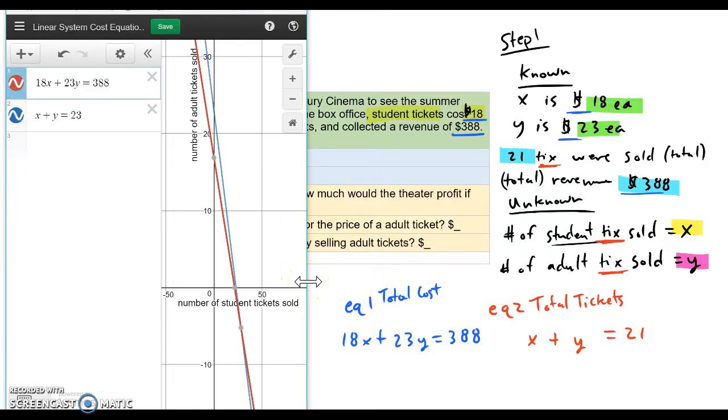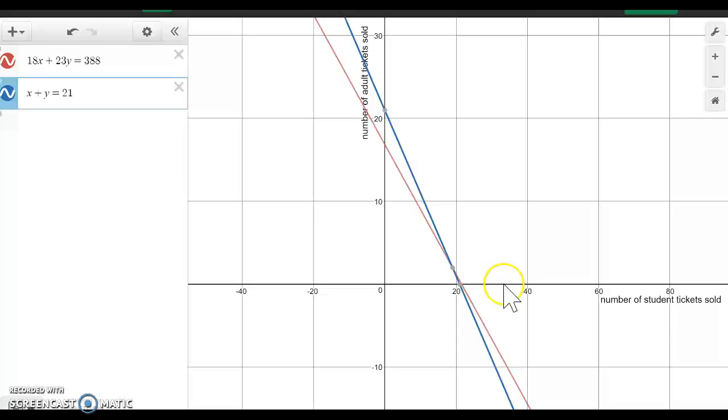It's 18x plus 20y equals 388, and x plus y equals 21, not 23. And that changes my answer significantly. So now you can see the intersection, where x is the number of student tickets and y is the number of adult tickets: they intersect at 19 student tickets and 2 adult tickets.